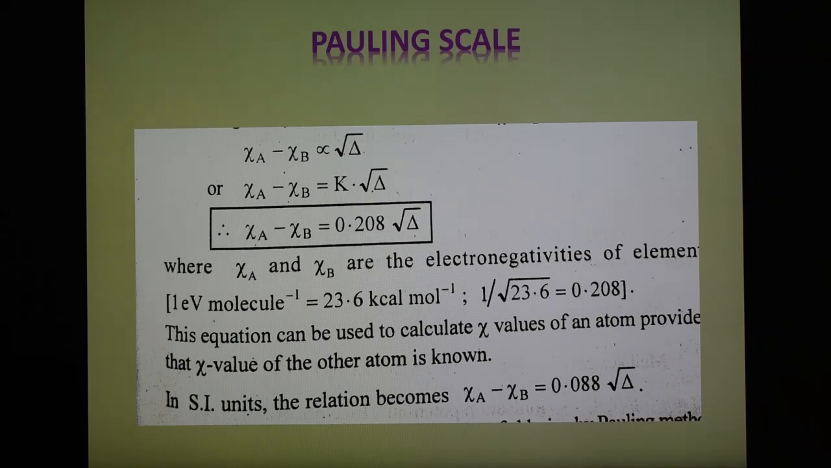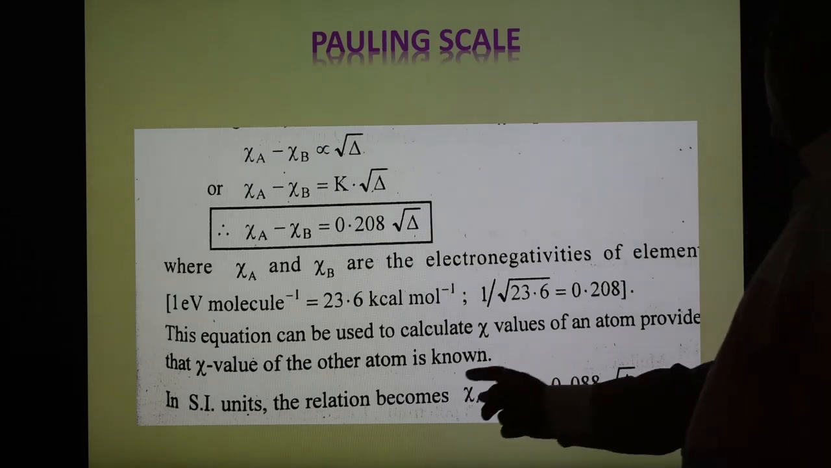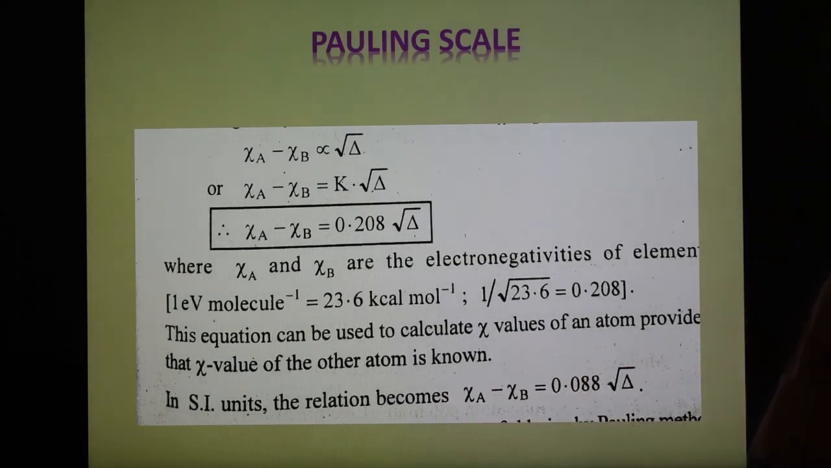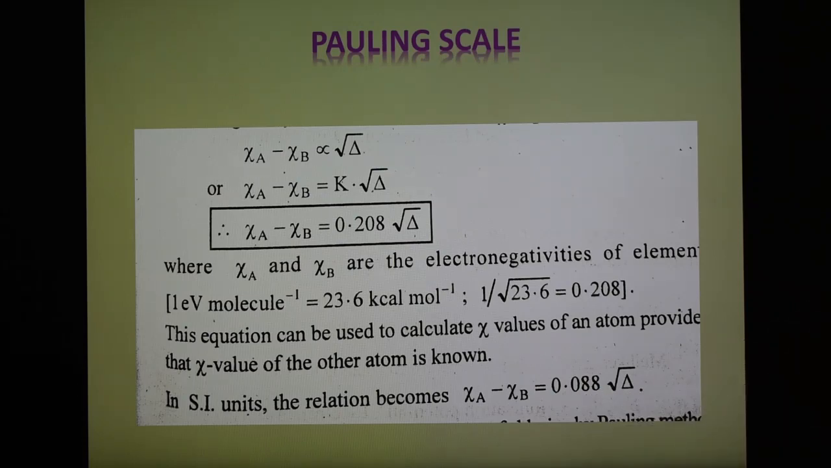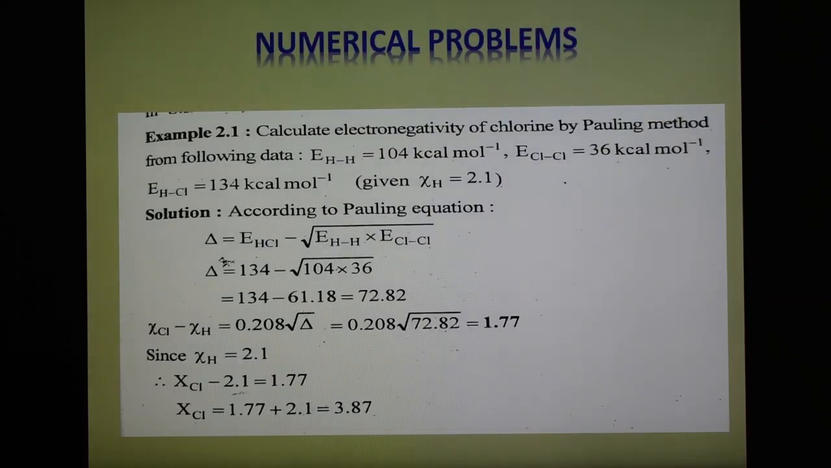And now in the SI unit, this equation can be used if you want to find out the value in SI units. So this is the constant shown here, and we only have to find the value of delta from the first equation and put this value in. If the electronegativity of one element is known, then the other can be calculated. One numerical problem on how to calculate this is also given here.